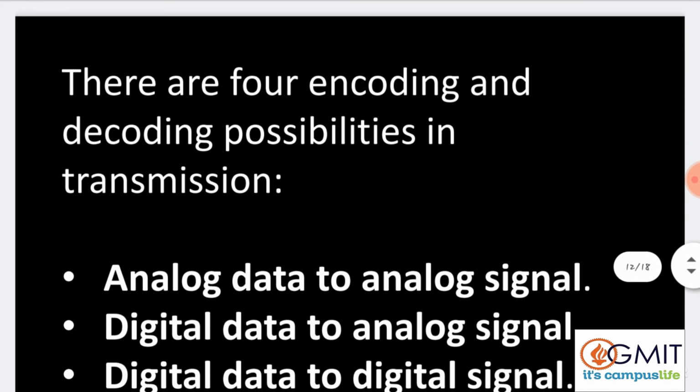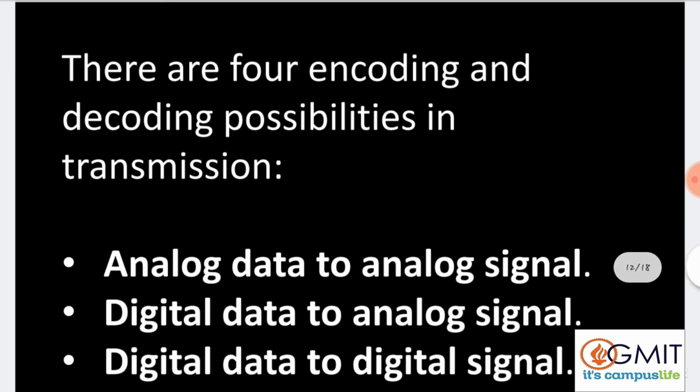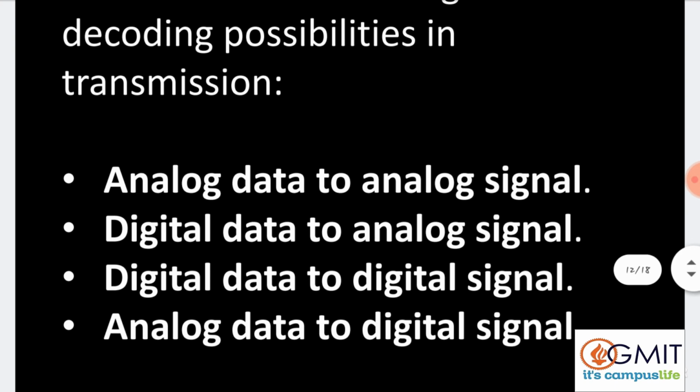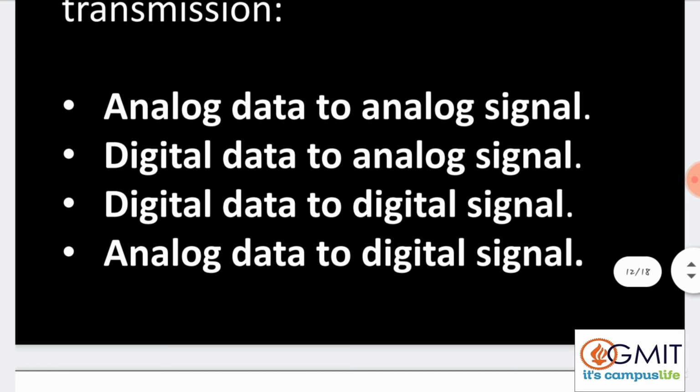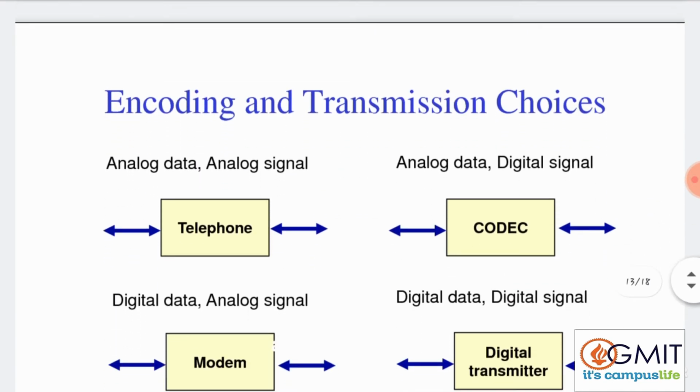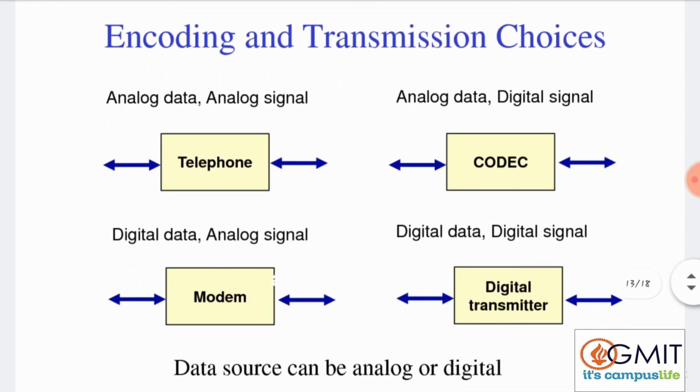There are four encoding and decoding possibilities in transmission. What are these? Analog to analog, digital to analog, digital to digital, and analog to digital signal. These are the four. Now you can see encoding and transmission choice.